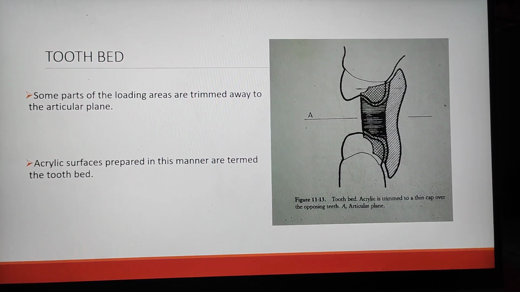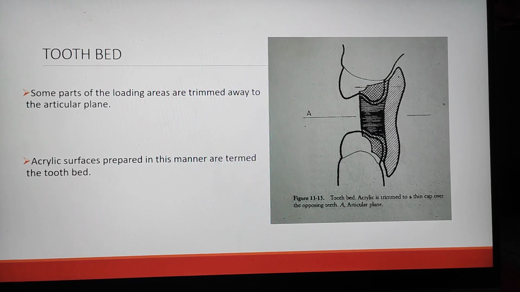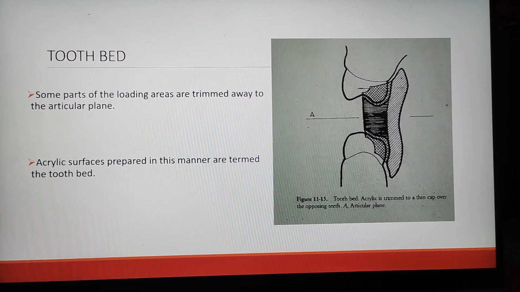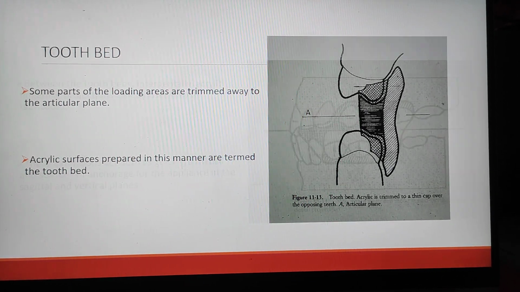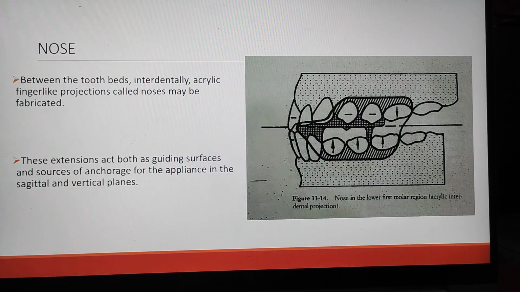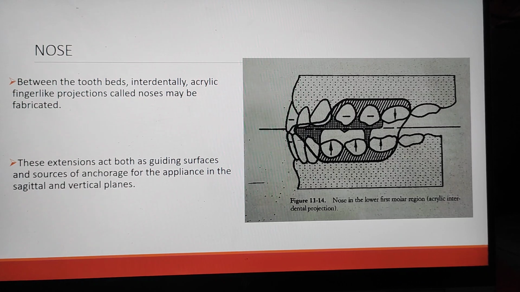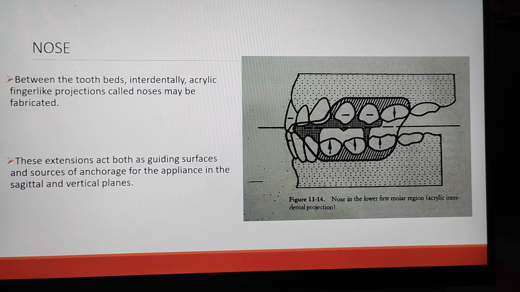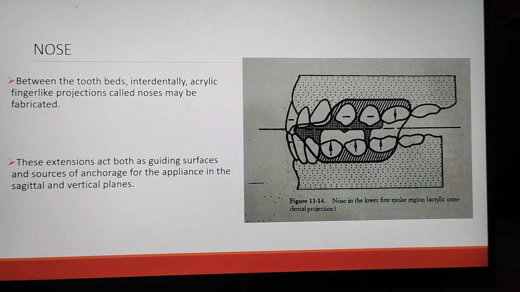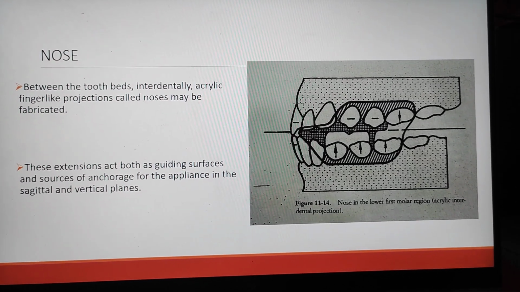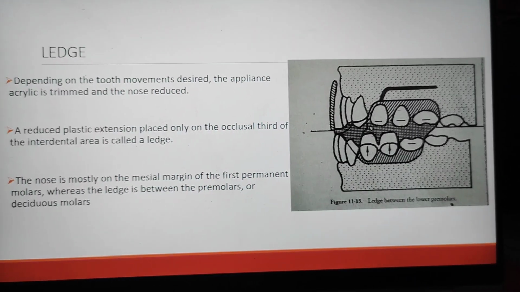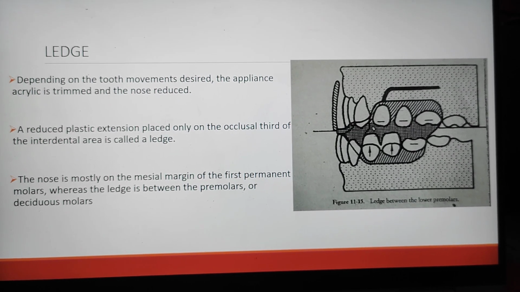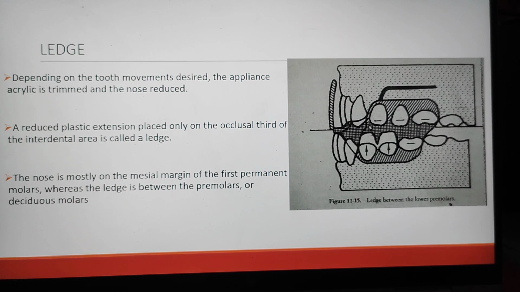The tooth bed: some parts of the loading areas are trimmed away to the articular plane such that the acrylic surface prepared in this manner is called a tooth bed. The noses are the finger-like projections located mesial to the molars. These noses play a very important role in the anchorage of the appliance and act as an eruption guidance to the teeth. Now ledges: depending on the tooth movement desired, the appliance acrylic is trimmed and the nose is reduced.